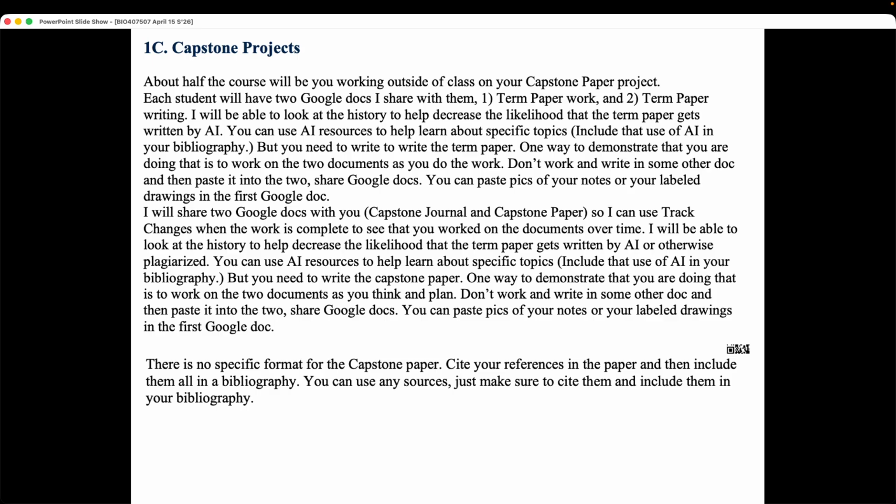We've said that a bunch of times. You need to write the term paper, and one way to demonstrate that you're doing that is to work on the two documents as you do the work. Don't work and write in some other document and paste it into the two.